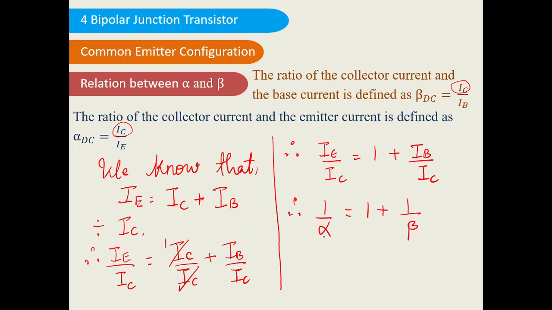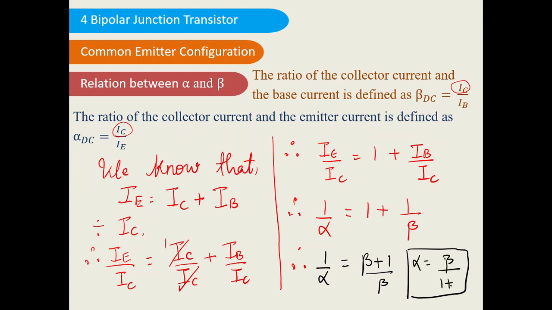Suppose we are interested in getting the value of alpha. Then 1 upon alpha is equal to beta plus 1 divided by beta. Therefore the value of alpha is equal to beta divided by 1 plus beta. Here you can see that 1 plus beta is always greater than beta, hence alpha is always less than 1. So given the value of beta, you can get the value of alpha.